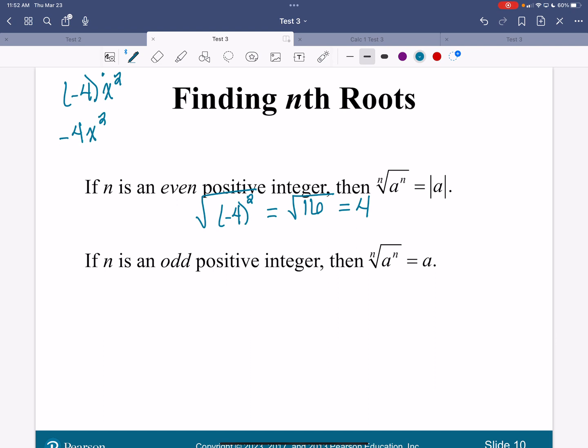Okay? Now, if n is odd, then I'm just taking the cubed root of something cubed. That's all I'm doing. So here, I would have something like negative 2 to the third power, and then I'm taking the third root, or the cubed root of that, and so it's going to be just negative 2. Okay, and let's look at what I mean by that right there.